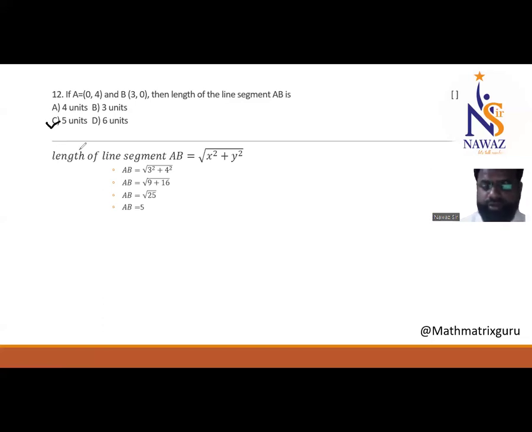I am putting a tick over here just to make you all understand, but we have to write the answer in the bracket as C. We don't have to tick it actually, but as I'm making a video, that's why I'm ticking it to make you all understand. Please don't tick the answers. We have to write the answer in the bracket provided against each question.